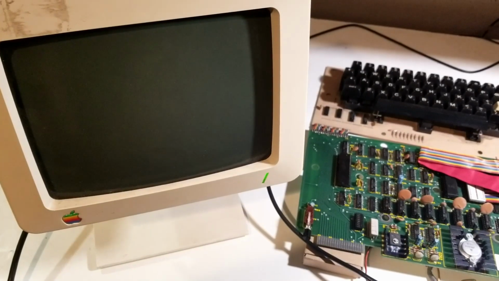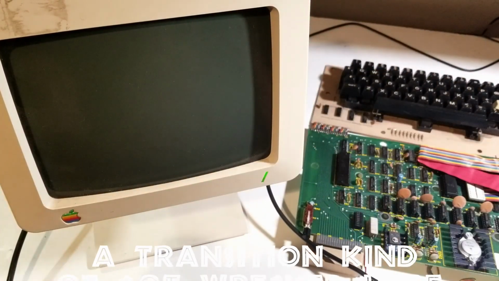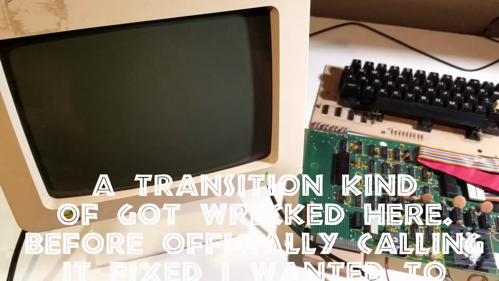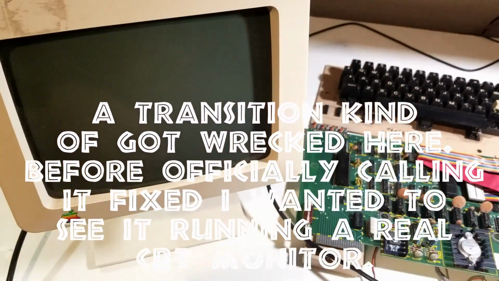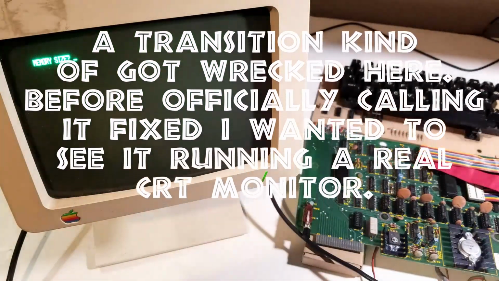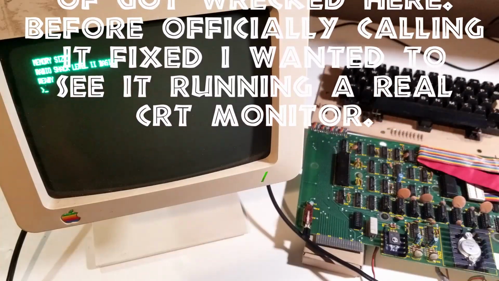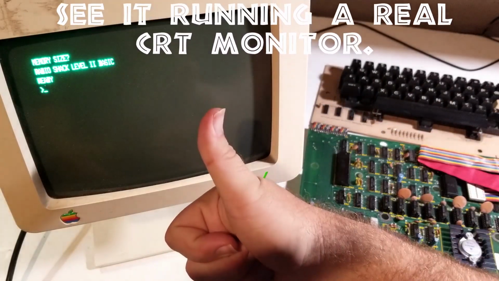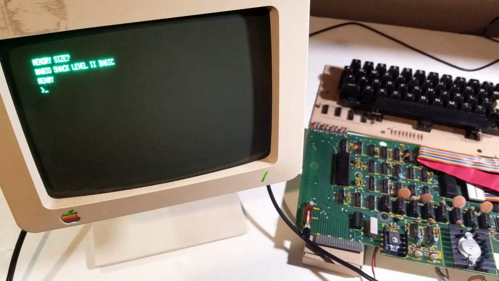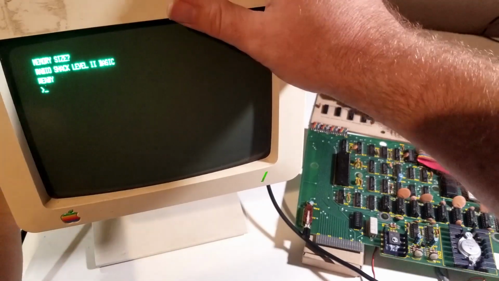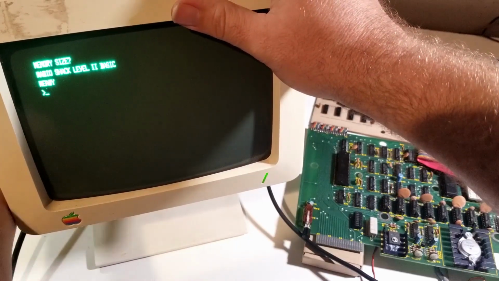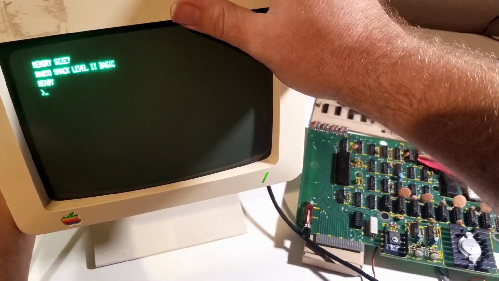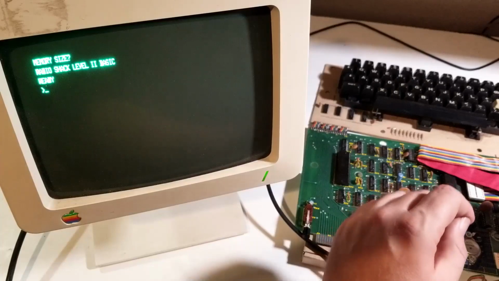So let me go ahead and undo the scope here. All right, moment of truth. We've got this guy wired up. The Apple monitor's warmed up. Let's go. And there we go. It looks pretty good. Now let's get a line of characters.